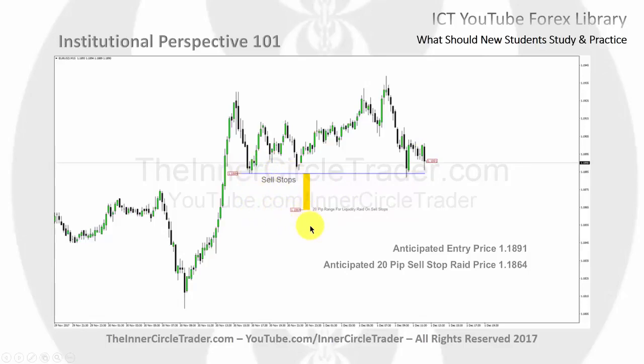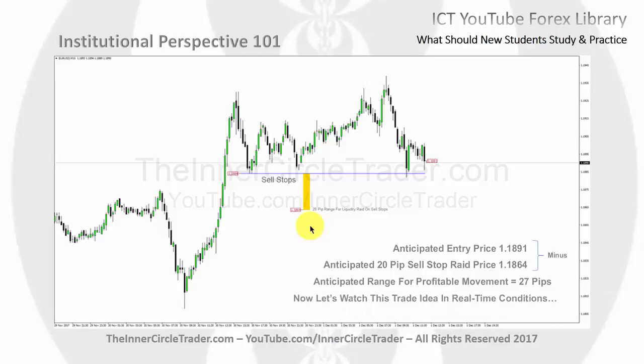So now we have 2 price points to determine whether there's enough of a range to make a profit. You take those two numbers and you subtract them. 91 from 64 gives us 27 pips. So we have an anticipated range for profitable movement of 27 pips. That is enough to take a scalp. Now what I want you to do is watch me use everything that I just used here, because this is what was going on in my mind before I actually executed and why I took the trade.